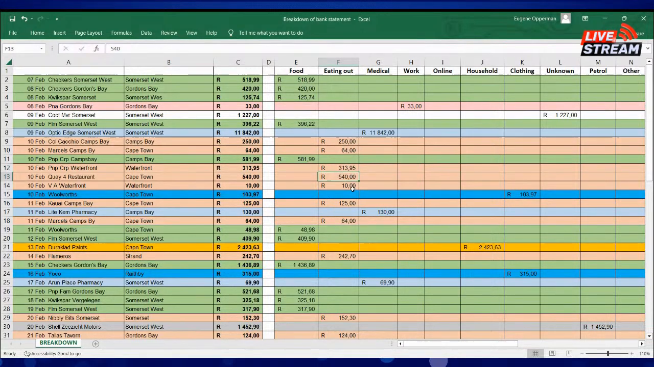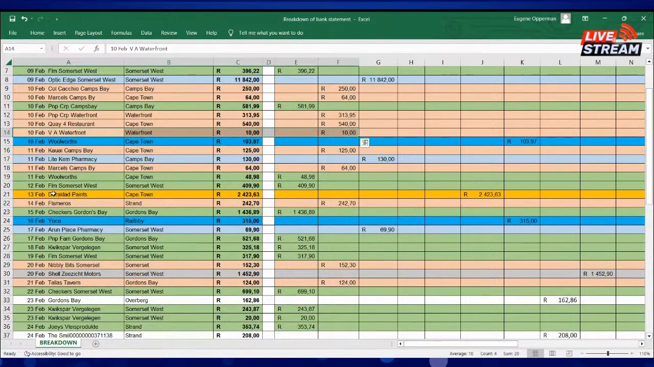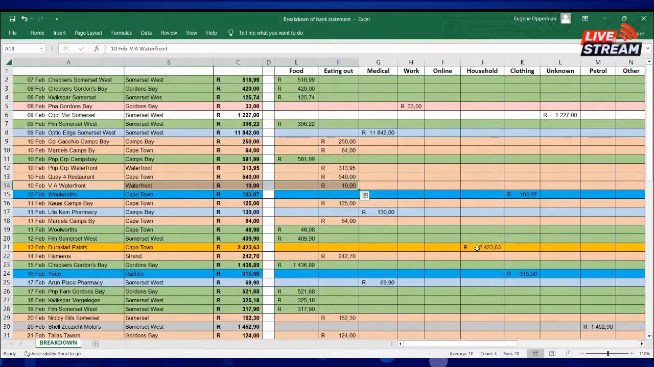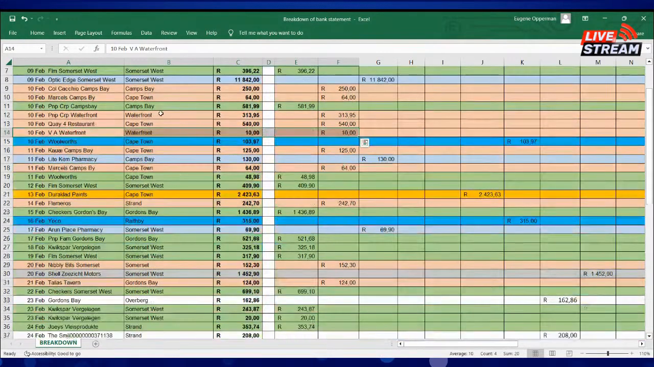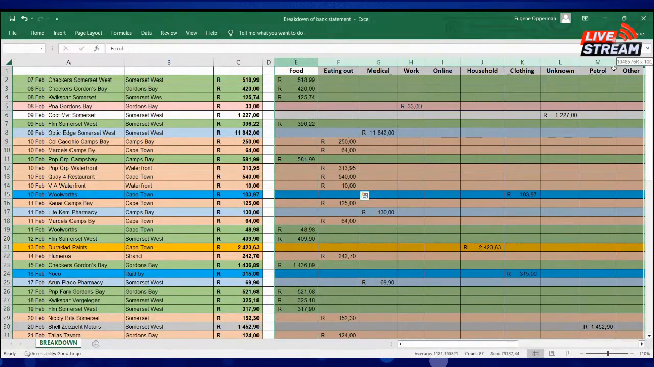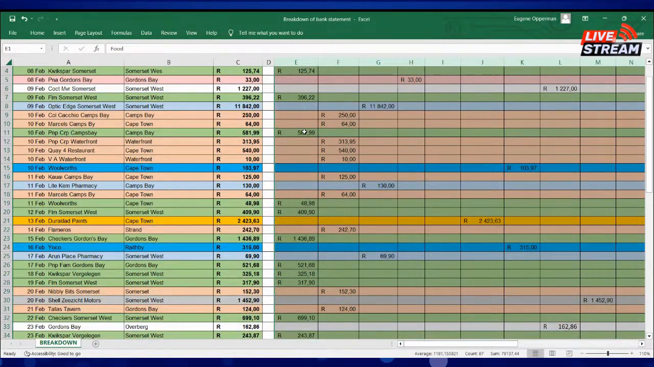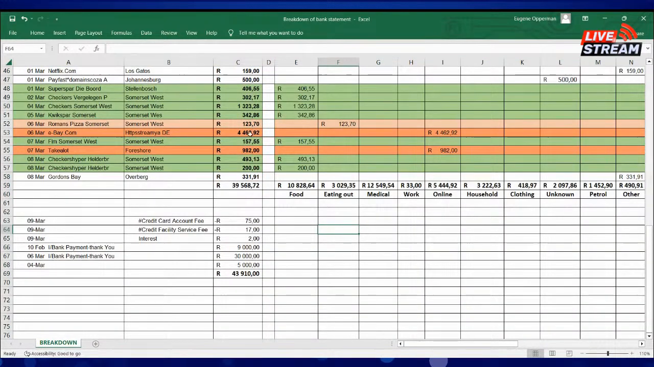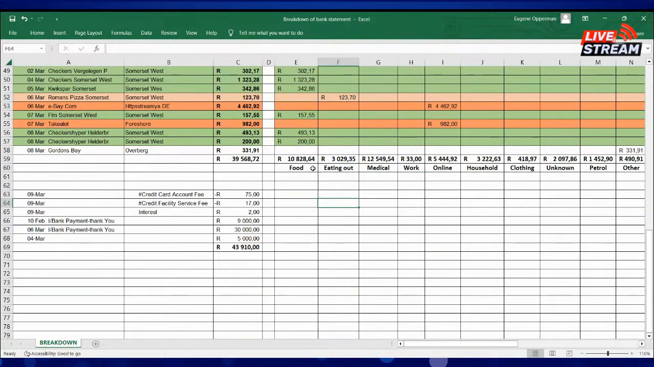Key 4 is definitely a restaurant. V&A Waterfront, that might be parking or something like that, because it's only 10 Rand. Woolworths, that might be clothing. So Duraclad, there we said, okay, right, it might be household expenses. Those are all the things, and this is how I analyze it, and I put it in a column like that, and then I get to the totals, and I can see that, okay, right, you know what, an amount of 10,800 Rand was spent during that specific month.